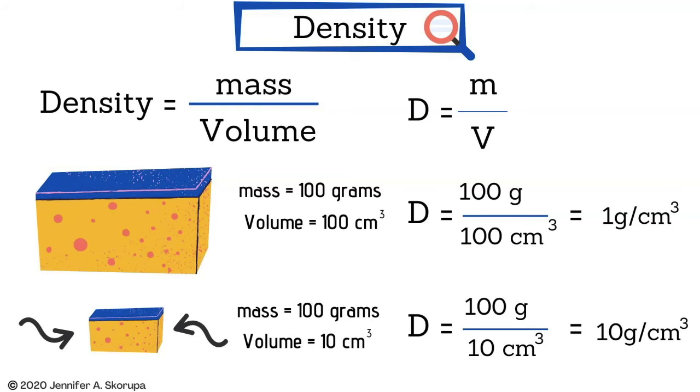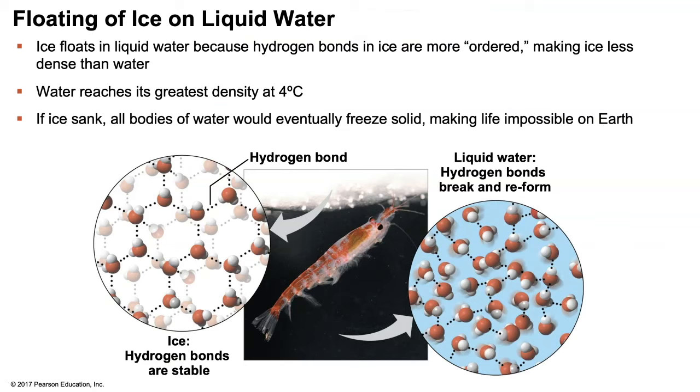Ice floats in liquid water because hydrogen bonds in ice are more ordered, which forces them to spread out, making ice less dense than liquid water. In this image, you can see the ice molecules have formed a crystal lattice structure, and they are highly organized and have no motion, so there's no kinetic energy here. In comparison, the image on the right shows liquid water, whose molecules contain thermal energy, so they are in motion. These molecules are also much closer together than the ice molecules.